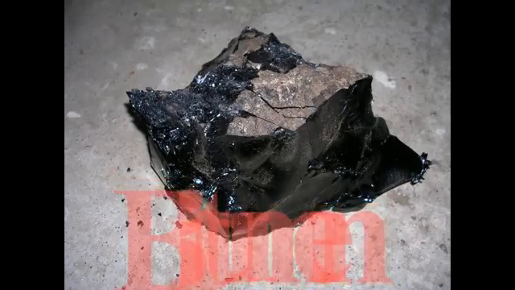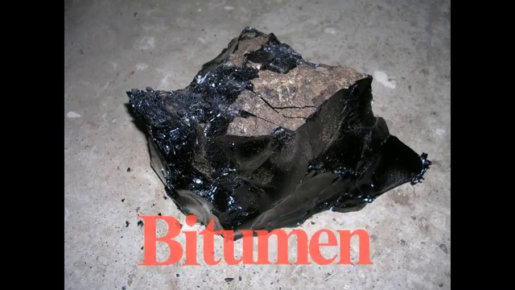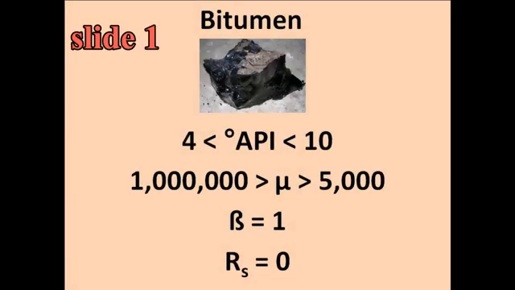We'll start with the heaviest hydrocarbon fluid. It is called bitumen. Now, using what we learned in the definition section, let's examine the characteristics of bitumen. What do we see in slide 1? Looking at its API gravity, we notice that it is very low. Remember that the API gravity for water is 10 degrees, so if a fluid has an API gravity of less than 10 degrees, we call it bitumen.